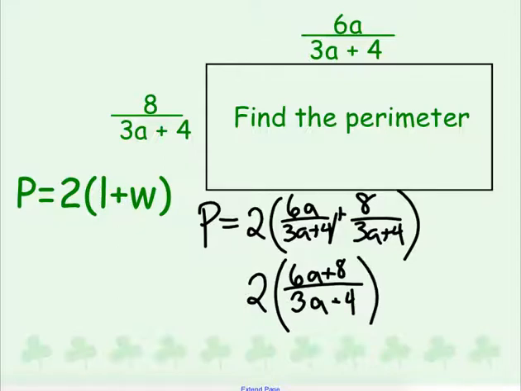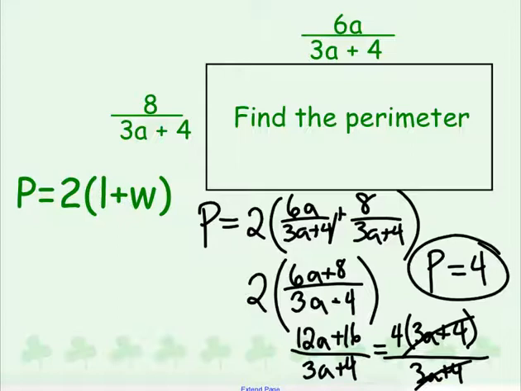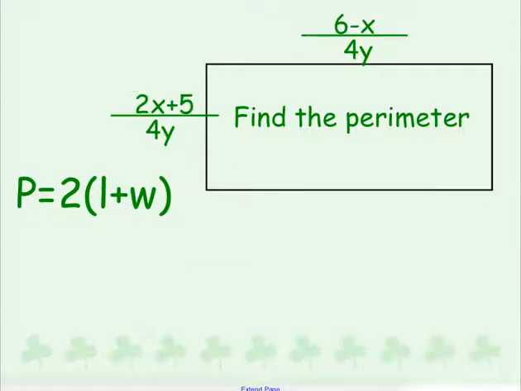Now, a couple ways to do this. We could factor inside of the parentheses first and then multiply, or multiply and then factor. I'm going to multiply and then factor to get 12a plus 16 over 3a plus 4. And I'll factor and say 3a plus 4 can't be factored, but 12a plus 16, I can get a 4 out of each of those to have 3a plus 4 left over 3a plus 4, meaning that my perimeter equals 4.